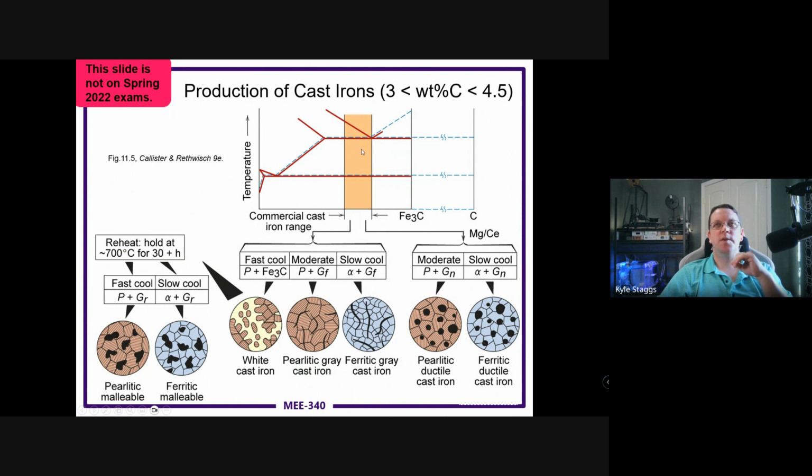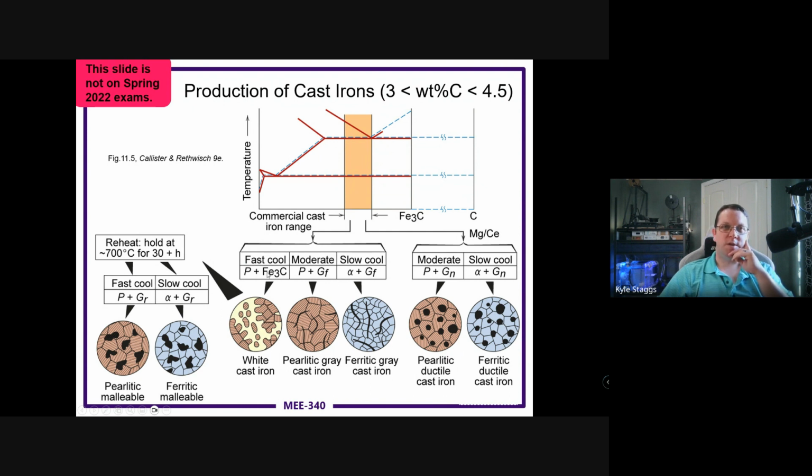So if you just cool very slowly, if you cool very aggressively, which is like quenching, you get more of this perlite. So it's a mixture of the grains and some of that carbon together. So in the commercial cast iron range, like the white cast iron, so at the lower end, you have a fast cool. So something like a quench is going to get you closer to this.